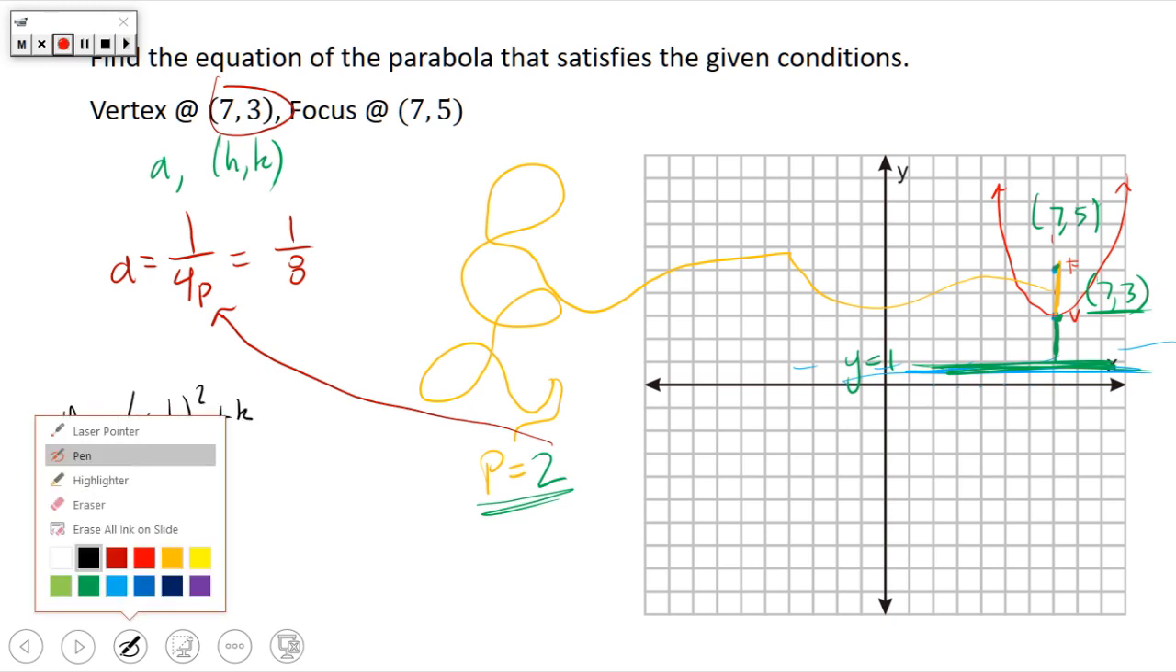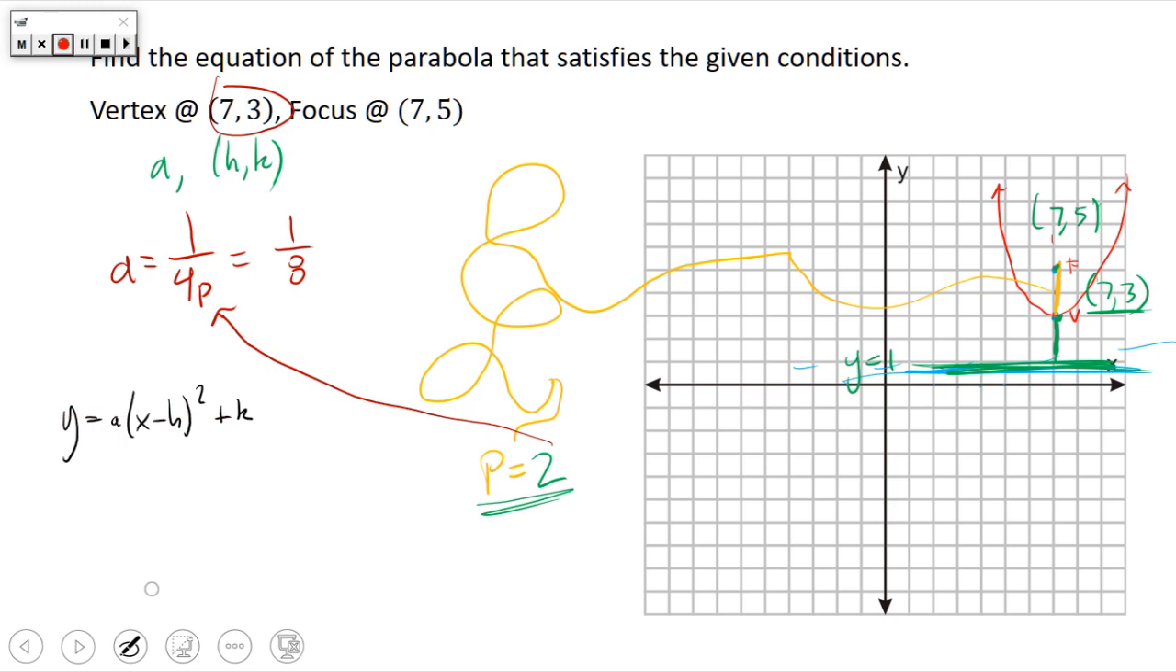So then we're just going to finish this problem and presentation and video by writing the equation. Y is equal to a, which is 1/8, times x minus h, which is 7, quantity squared, plus k, which is 3. Done. Okay, these are, again, supposed to be quick.